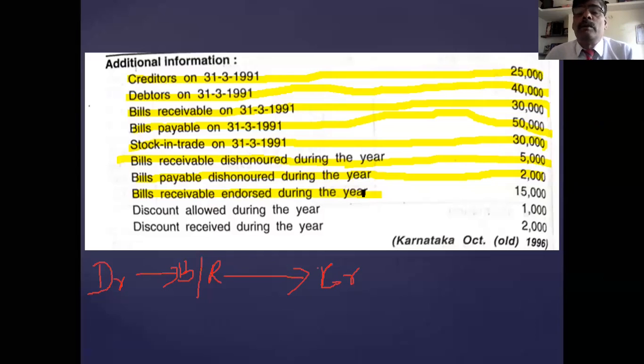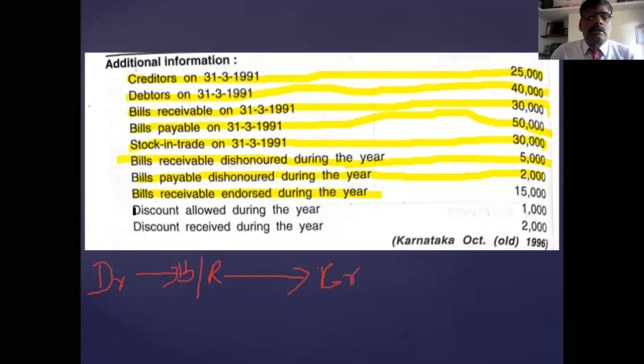Journal entry is debit the receiver, credit the giver as per old system. And as per new system, debit the decrease in liability, credit the decrease in asset. This is the journal entry. So bills receivable value decreases, you credit it, and creditor account decreases, you debit it. This is the journal entry as per your new rules.